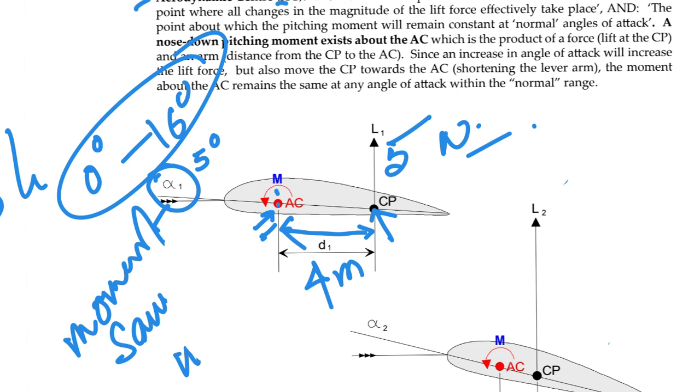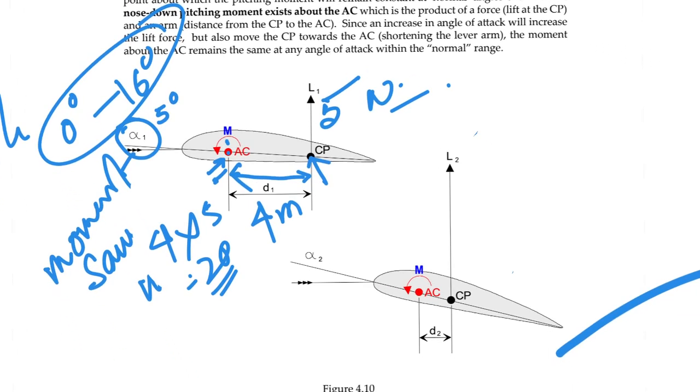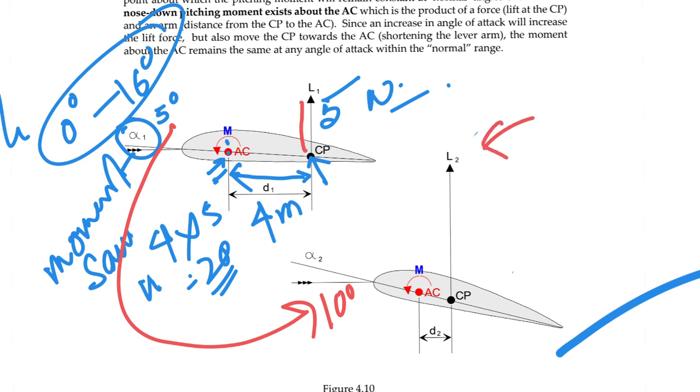So aerodynamic center is a fixed point. Now what is your moment? Your moment is 4 multiplied by 5, which is equal to 20, for example. Now, as your angle of attack increases from 5 degrees to 10 degrees, your lift force will increase. You see this lift line, the length of the line has increased now, L2. So your lift force has increased, and now you have, let's say, produced 10 Newton of lift.